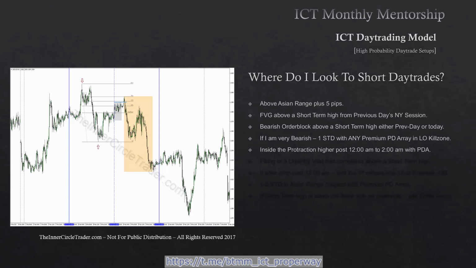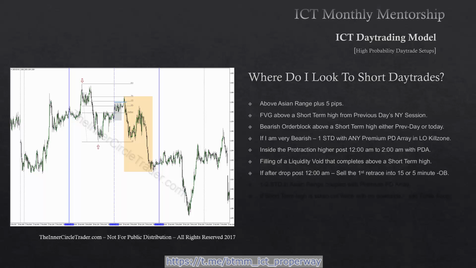Inside the protraction higher, post 12 a.m. midnight New York time to 2 a.m. New York time, with a PD array or a premium PD array specifically, that's enough for me. So basically I'm looking at a Judas swing that occurs right from midnight going up into 2 a.m. It can happen prior to 2 a.m., but generally you want to see that move right after 12 a.m. up. It trades into a premium PD array. That's enough to get short. Filling a liquidity void that completes above a short-term high.